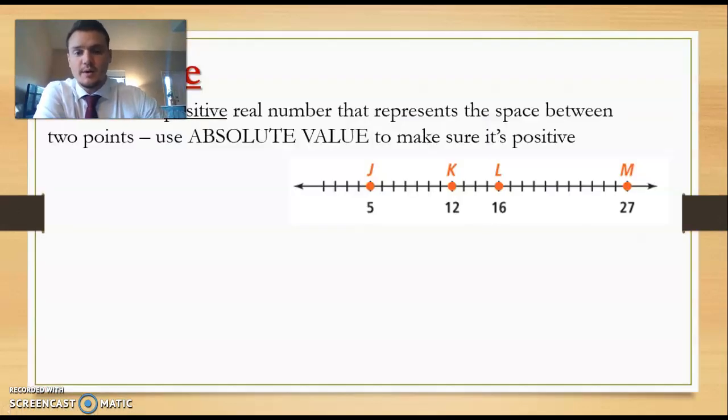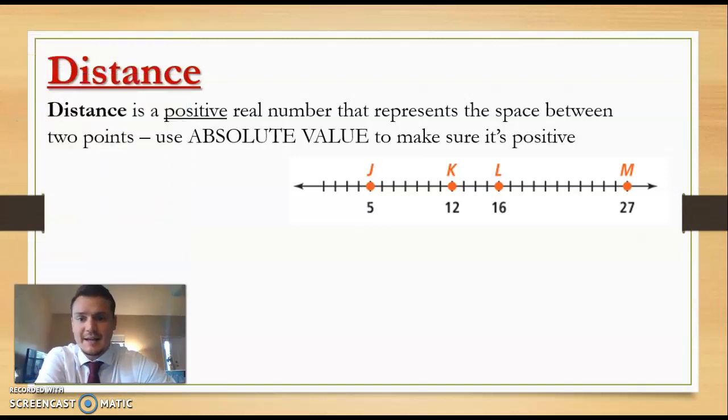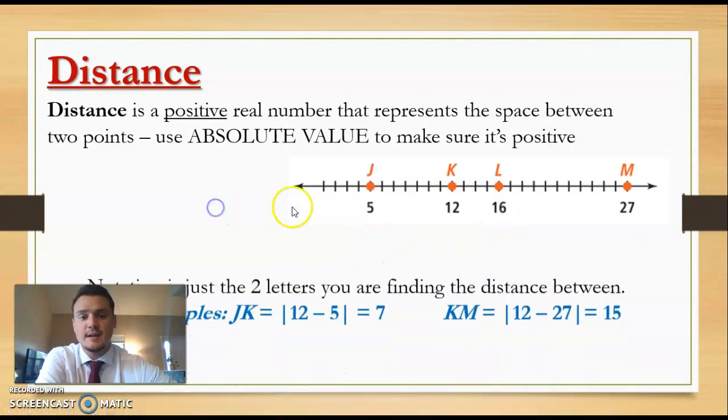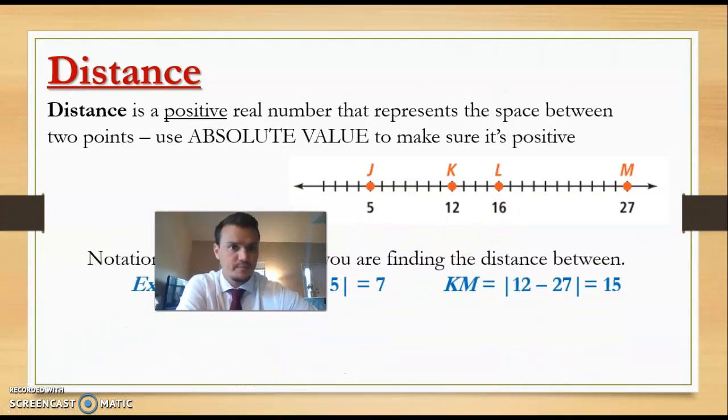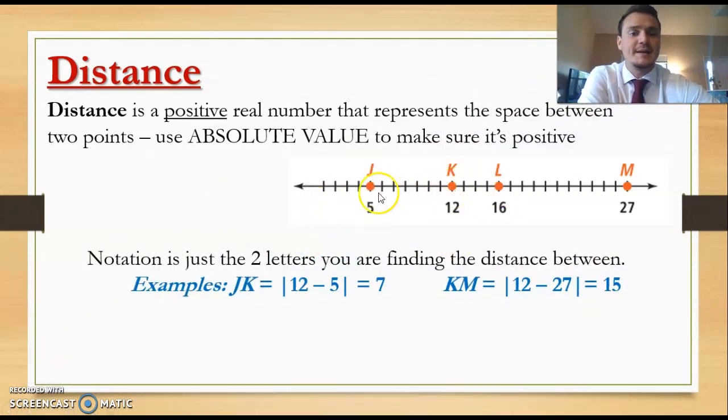So with distance, keep in mind that we talked about this in the last lesson, that distance always has to be a positive real number. So keep in mind that you can't run -3 miles, right? It's a positive measure always. So when we're talking about distance, a positive real number, we can use absolute value to make sure that it's positive. So one way to use distance is to measure the length of segments.